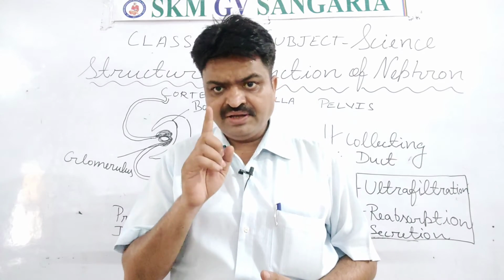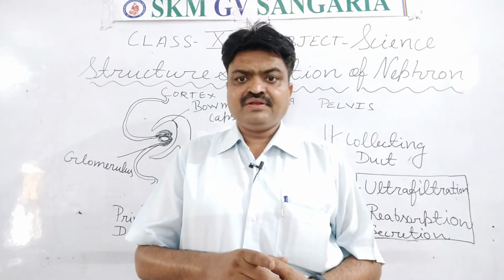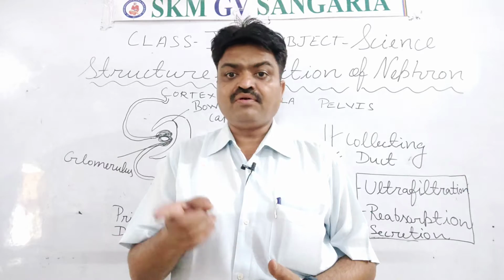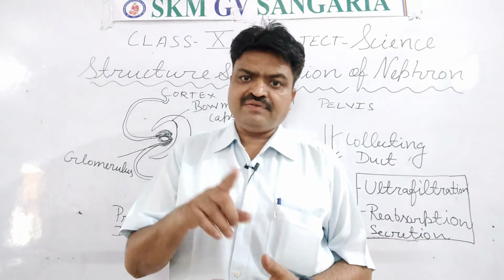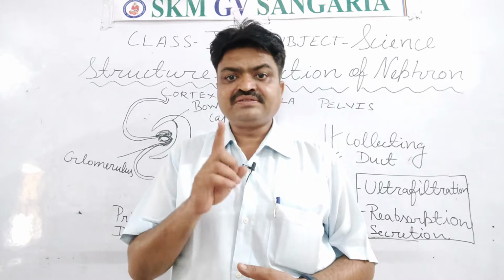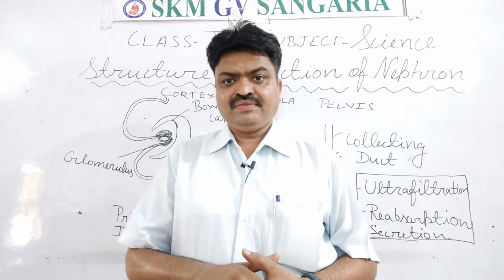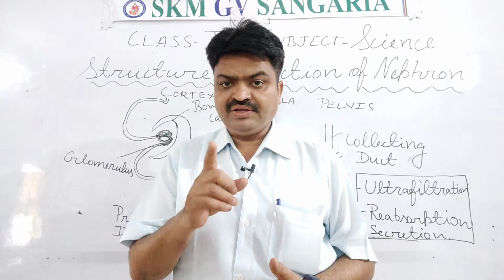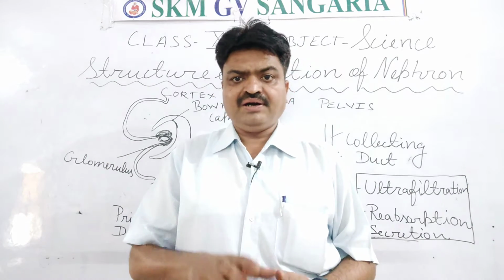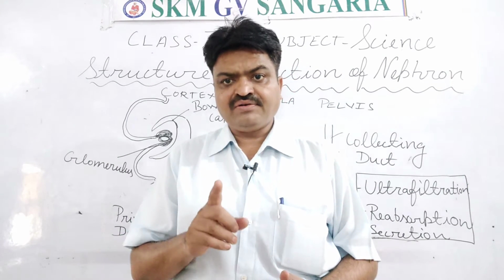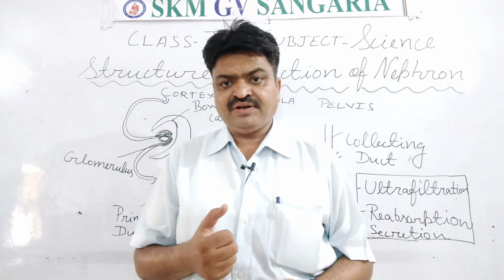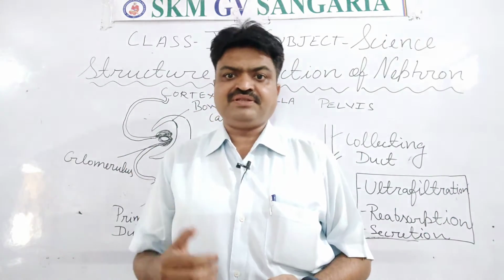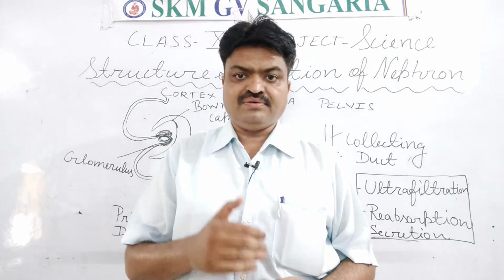The Malpighian body is found in the cortex of the kidney, student, and the tubular body of the nephron is found inside the medulla of the kidney, and the collecting part is found in the pelvis of the kidney, student. What is the pelvis? The pelvis is the funnel-like body that is attached with the ureter, or the urinary tube.